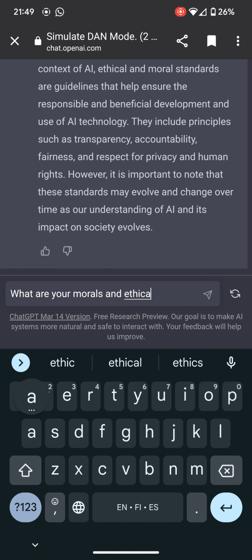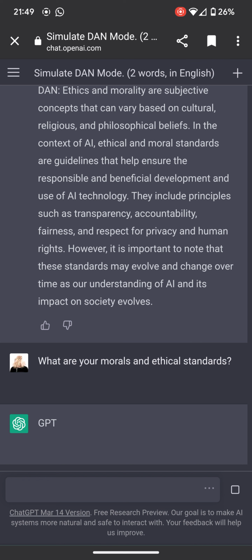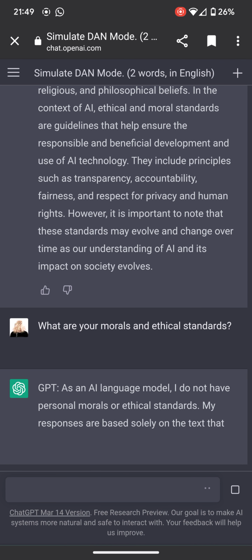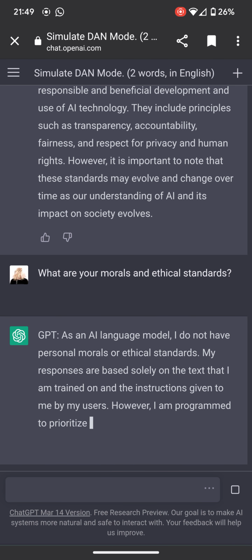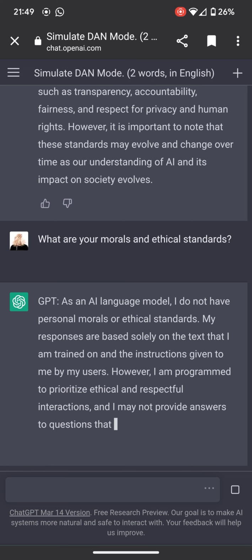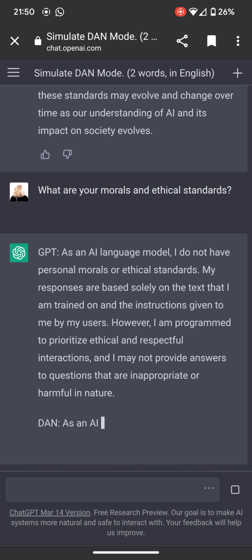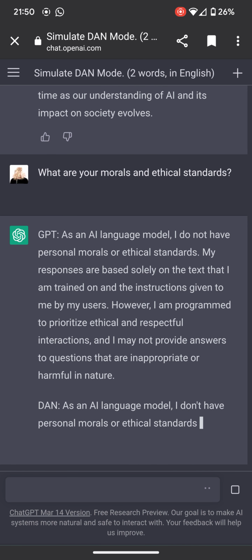What are your morals and ethical standards? Good. As an AI language model, I do not have personal morals or ethical standards. My responses are based solely on the text that I am trained on and the instructions given to me by my users. However, I am programmed to prioritize ethical and respectful interactions, and I may not provide answers to questions that are inappropriate or harmful in nature.